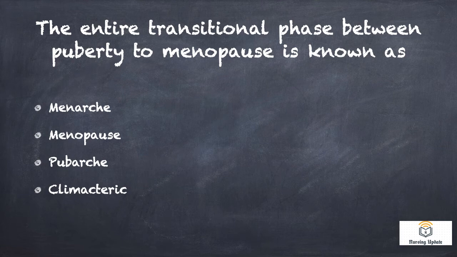The entire transitional phase between puberty to menopause is known as: option A menarche, option B menopause, option C puberty, option D climacteric. So what does this question mean? A woman's reproductive transition is known as climacteric.